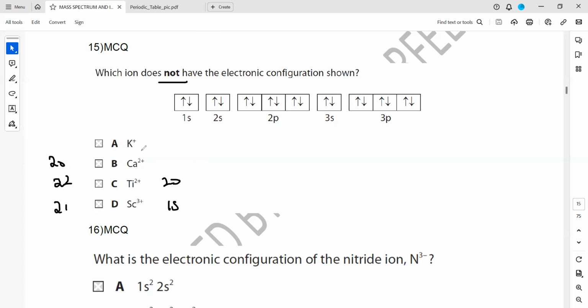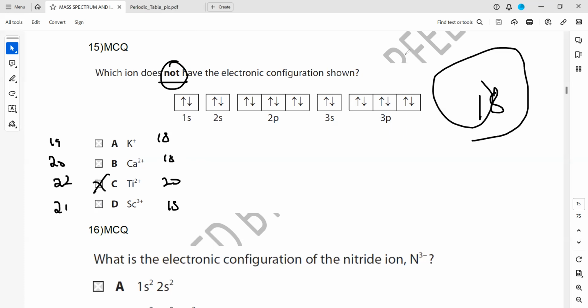Calcium atomic number is 20, it will be 18. Potassium atomic number is 19. When it loses an electron, potassium +1, it will be 18. So the question is, which is not having this configuration? That is titanium. Because titanium is 22, when it loses 2 electrons, it will become 20. So it won't have this configuration, because this configuration is for those ions which are having 18 electrons. It is for potassium, for calcium, for scandium, but not for titanium.